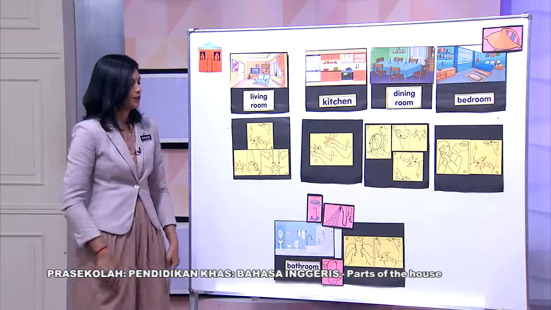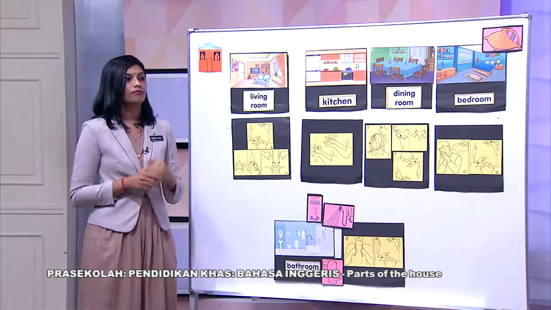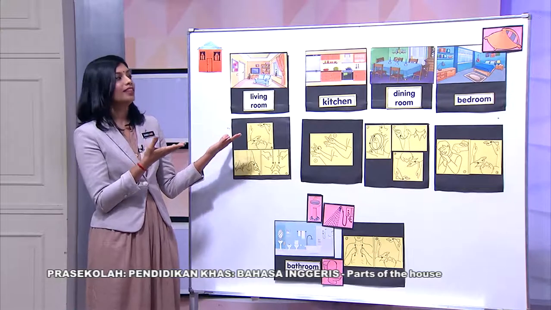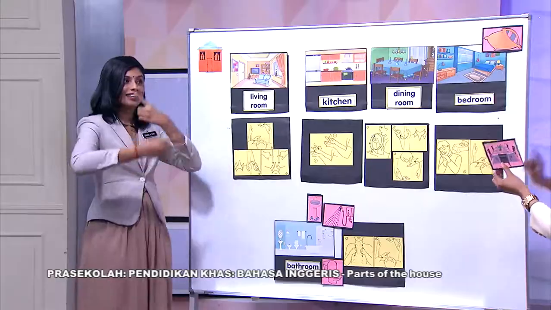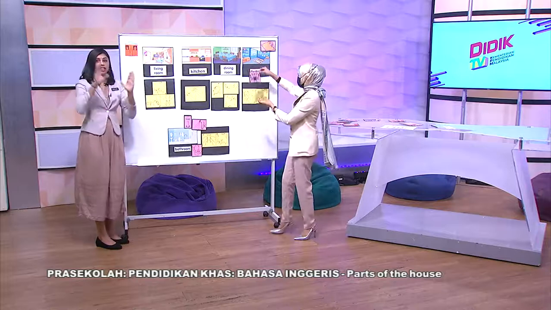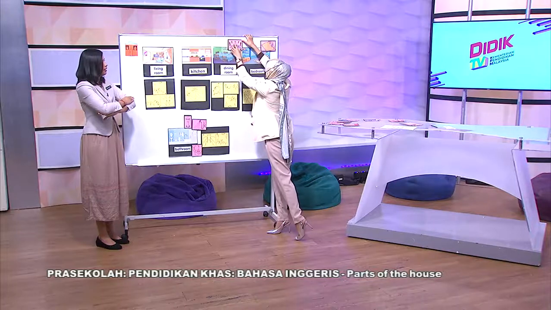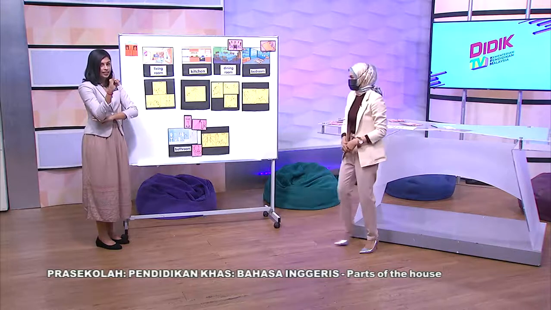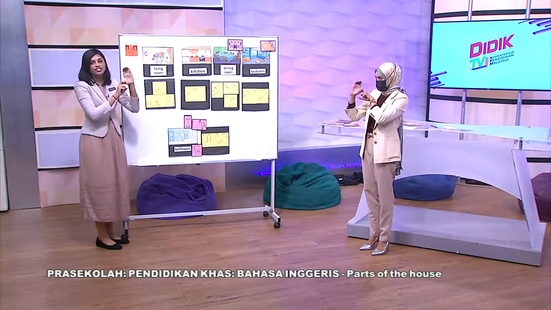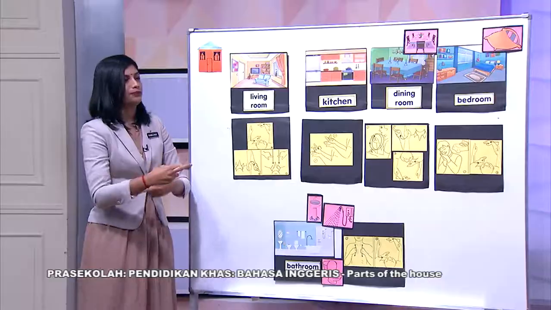The next picture. Okay, kids. Next picture, I have the dining table. Okay. All right. So, where is it? The dining table, because this is the dining table. Yes. So, it will be in the dining room. So, this picture is dining table. Okay. So, you sign dining table. Table. And chair. Yes, chair. All right. So, that will definitely be in the dining room. All right.